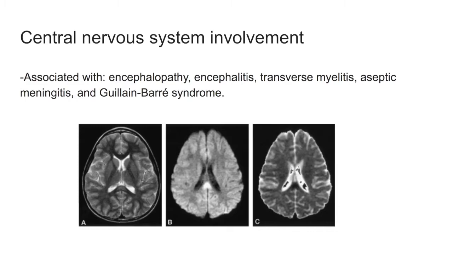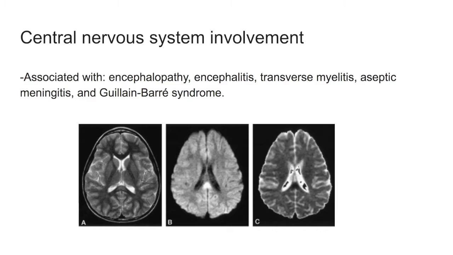It's thought that most of the side effects of influenza in the CNS are actually because of the cytokine storm that it causes, and therefore it causes a lot of edema in the area, and it can cause side effects associated with encephalopathy, encephalitis, transverse myelitis, aseptic meningitis, and Guillain-Barré.